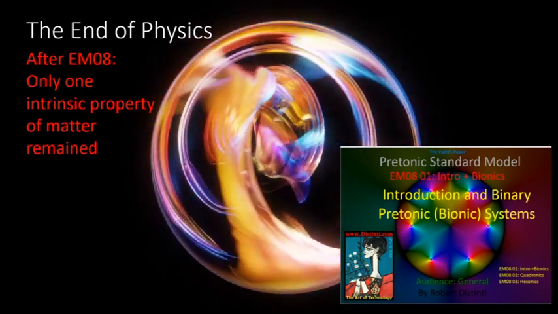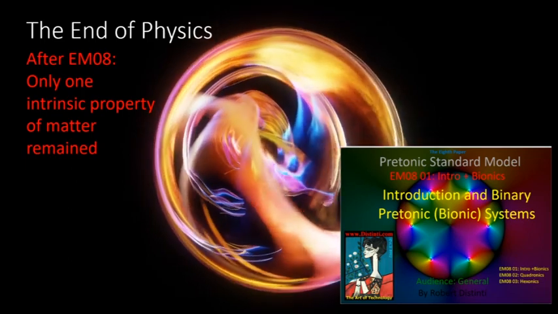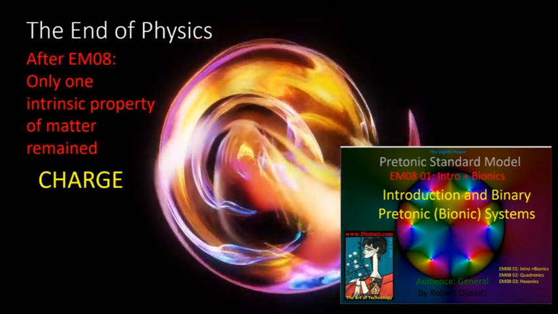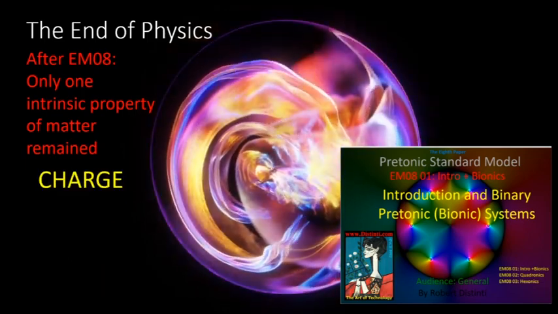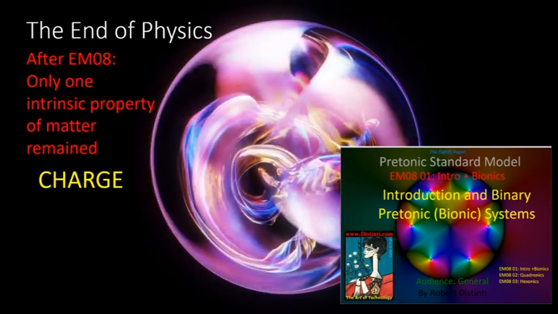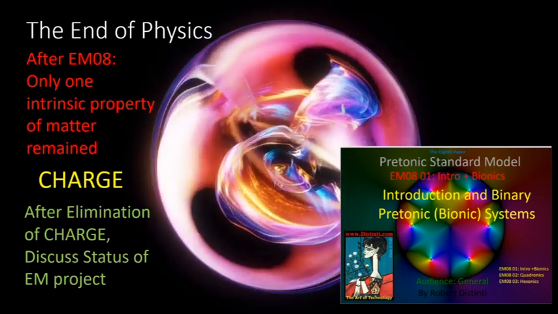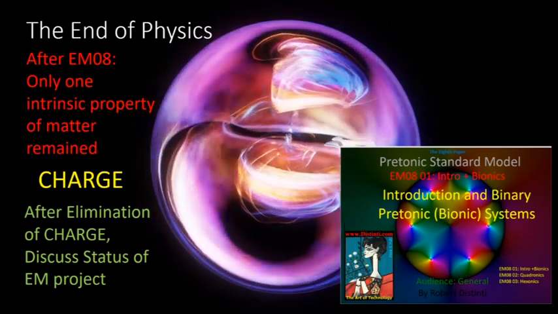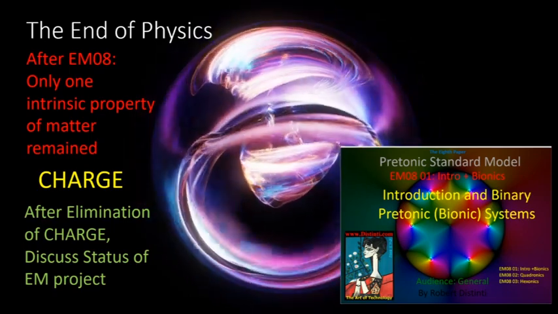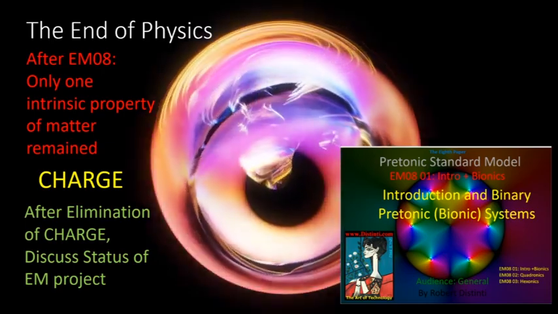There was only one intrinsic property that remained, and that was charge. More specifically, it was Pretonic charge, not Coulomb charge. And in this video, we're going to eliminate charge, Pretonic charge. And after we do that, we're going to have a brief discussion of the status of the Ethereal Mechanics project.